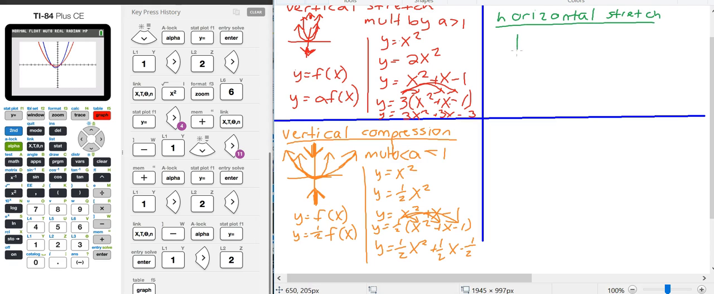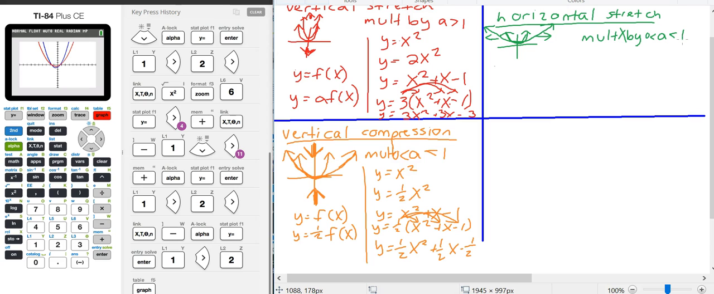A horizontal stretch would be, let's say we had this parabola, the same one we've been using all along, a basic y equals x squared parabola. A horizontal stretch would stretch it out from the right and stretch it out from the left, and it would end up getting wider, like that. And how would we do this? We have to multiply just the x term, just the x part of the function, by some number a that's greater than 0 and less than 1.